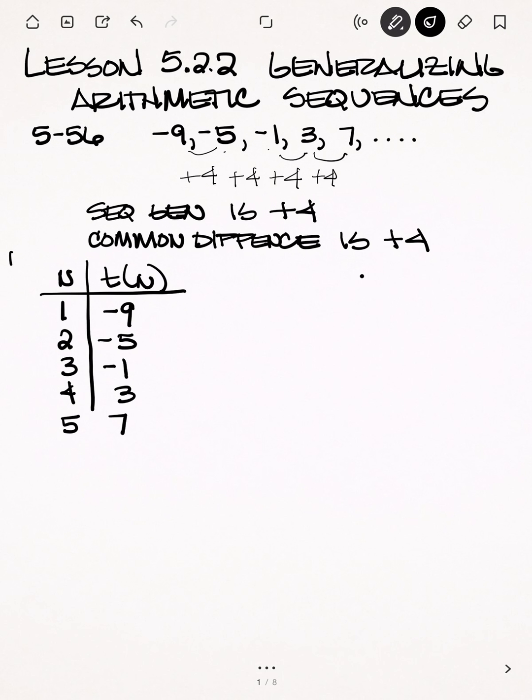Remember, n is always your term number, and t of n is always the value of the term, or when you have a list of the terms, those are the t of n's. So again, in this case, our first term, the value is -9.